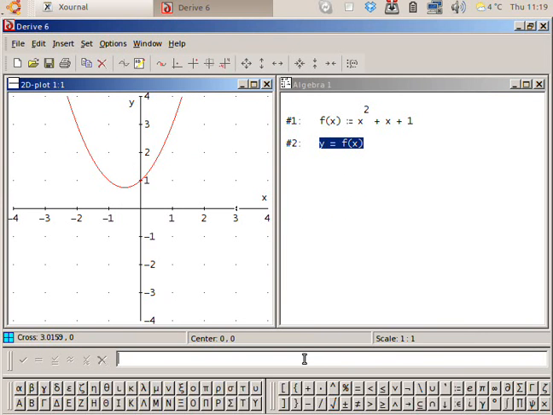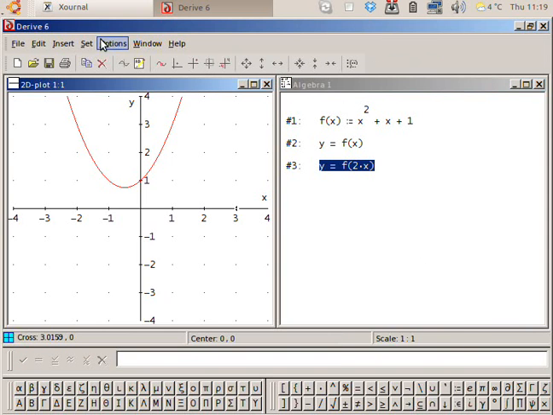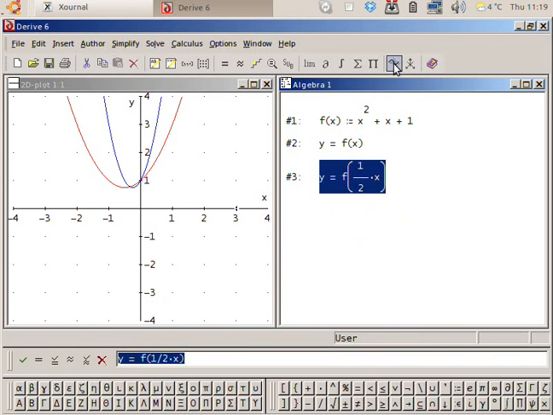So what about y equals f(2x)? Compress. So it'll look skinnier. Okay, so if I look at this, see that? Compress. And then what about if I did f of a half x? Expand, yeah.